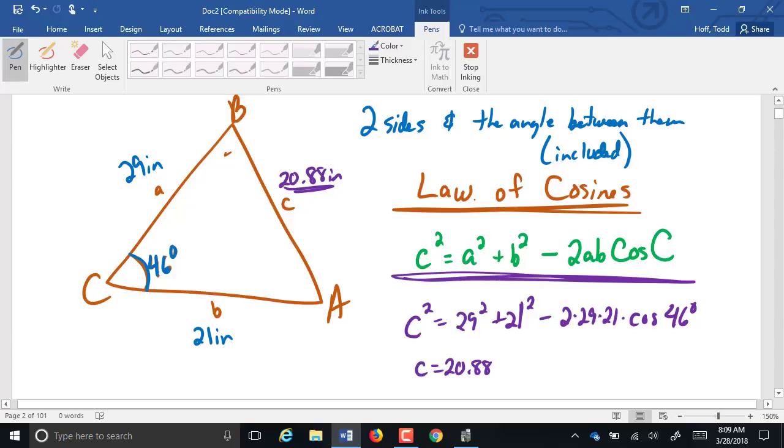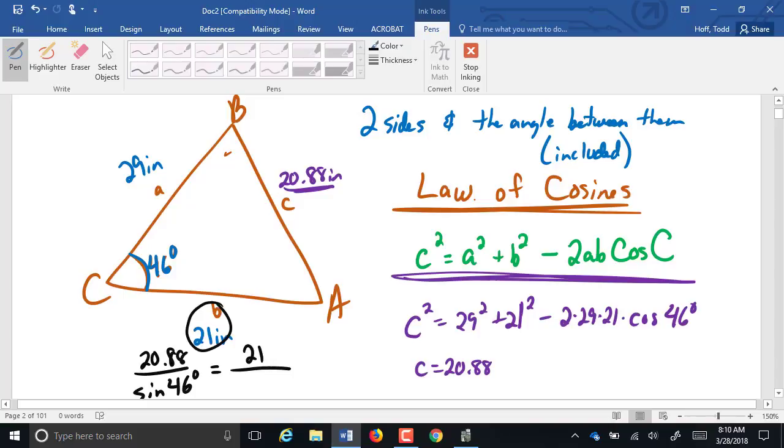Now we have a side and the opposite angle. Now we can go use the law of sines. You never have to use the law of cosines more than once in the same problem. So you'd have that 20.88 over the sine of 46. Now, which one would I rather use here, the 21 or the 29? Yeah, we use the smaller one.